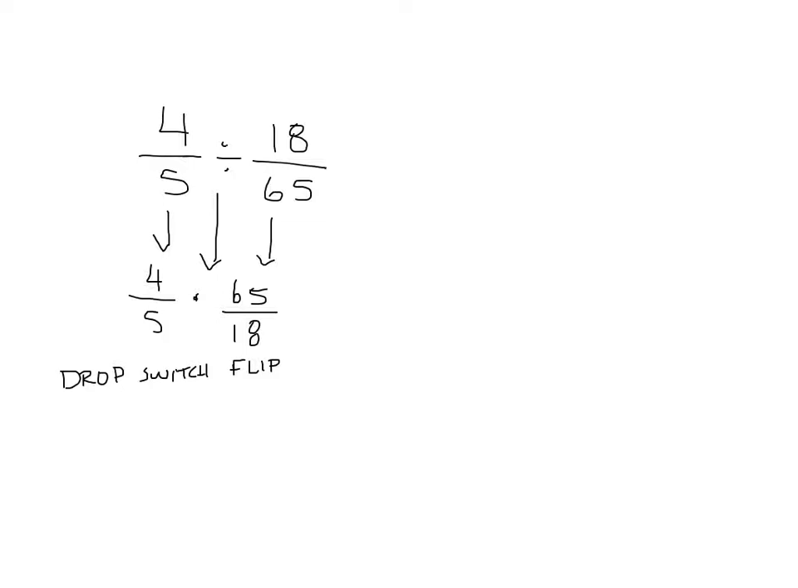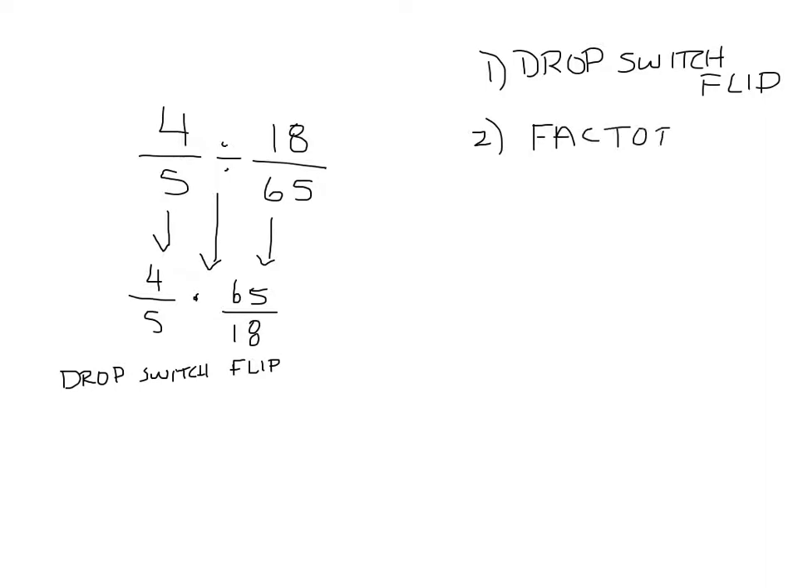So then we're going to try to simplify. So first off, number 1 is drop, switch, flip. And then we think of it in terms of its factors. So I'm going to write factor. We're not actually going to factor the numbers, but we are going to think about the factors. So factor everything, and then we're going to multiply straight across. Simplify diagonally, or whatever we can simplify, and then go ahead and multiply straight across.